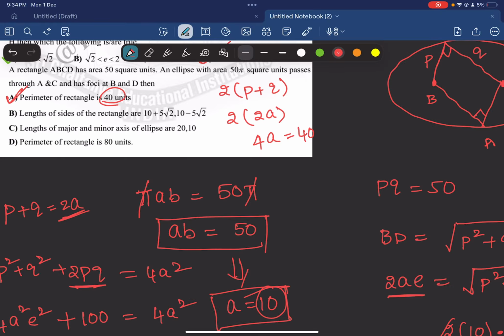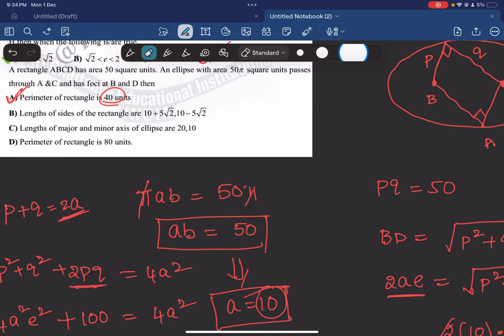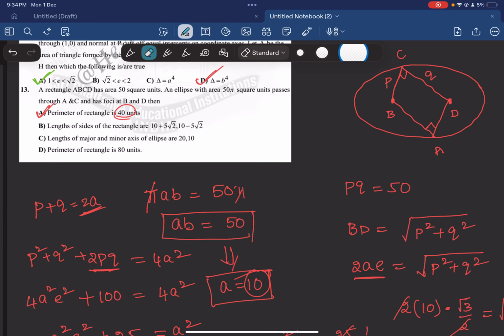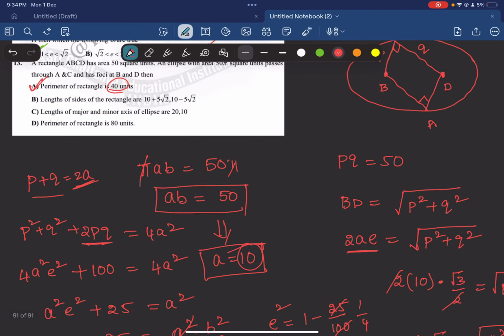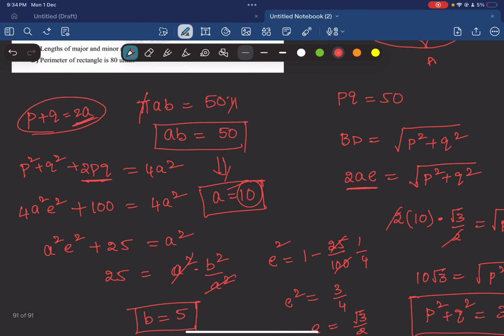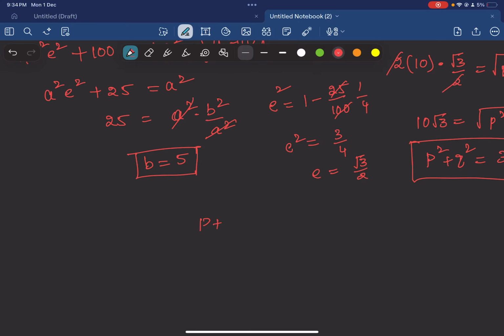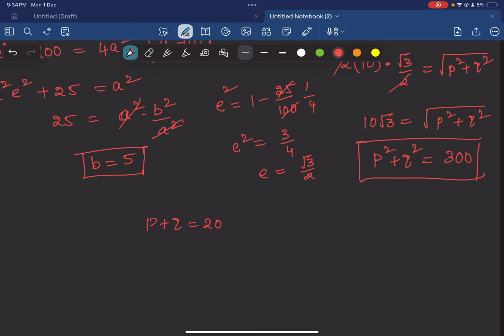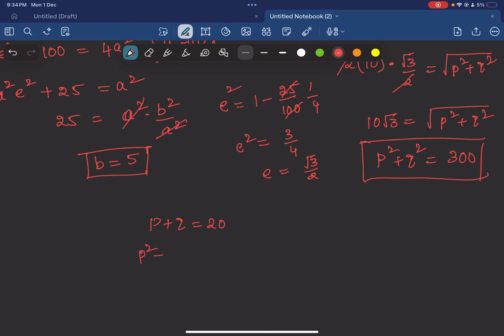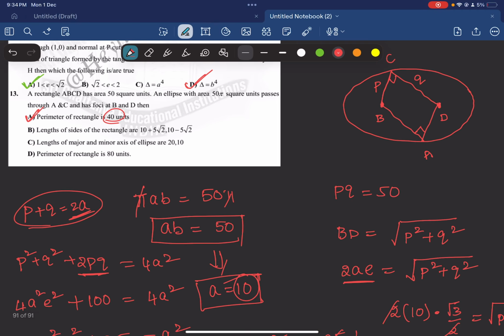The length of the sides of the rectangle. So we have to find out both P and Q. Alright. So from here we have P plus Q is equal to 20. P plus Q is equal to 20. And we also have P square plus Q square is equal to 300. So we have these two.